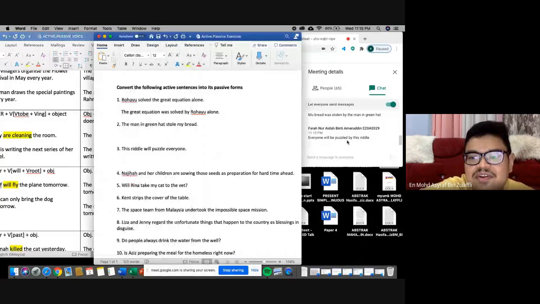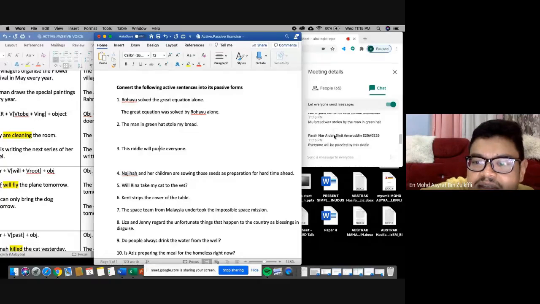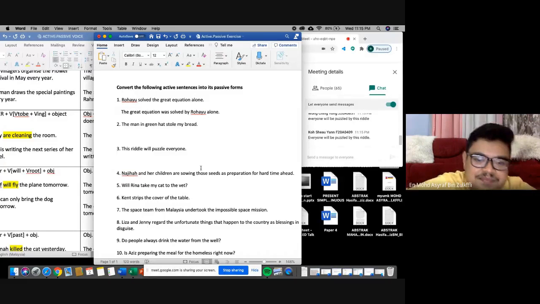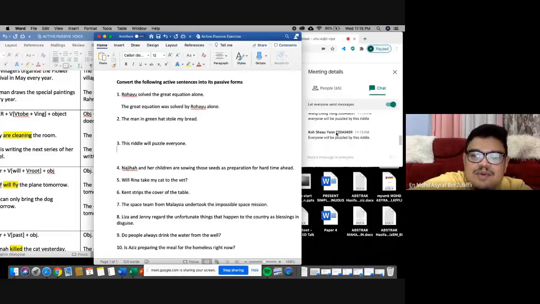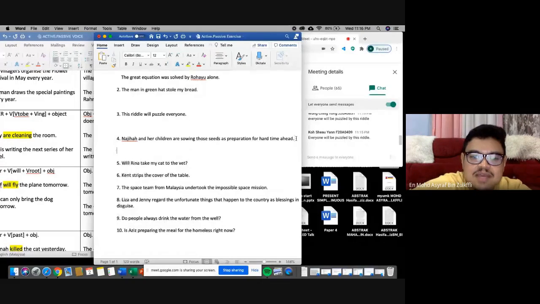Okay, very good, Farah Nur Aida. And Fayat. Everyone will be puzzled by this riddle. Okay, that is correct. Everyone will be puzzled by this riddle. So simple, right? But you have to remember the formula. You just have to remember the formula. Right. Okay, this one is quite long.